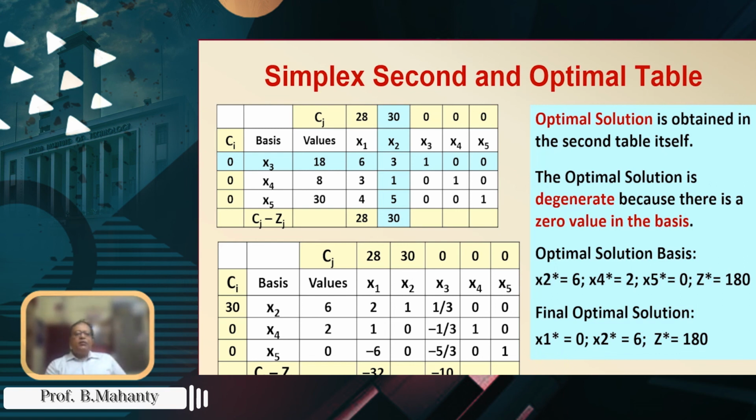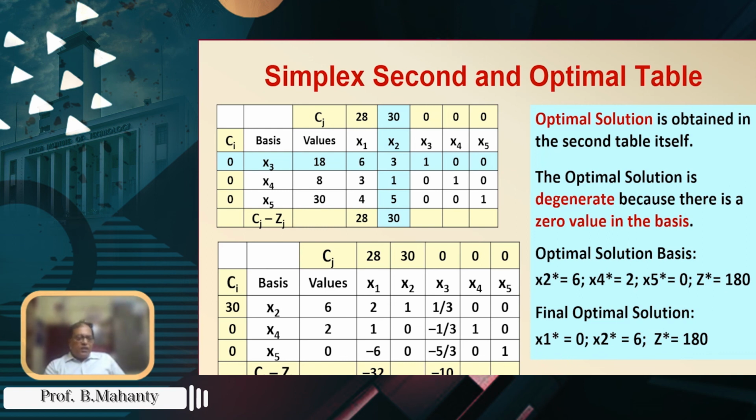So a non-basic variable will anyway have a 0 value. So this does not indicate that the final table is degenerate. The final table is degenerate because x5, one of the slack variables, has assumed a 0 value. So this is actually the optimum solution from the basis: x2 equal to 6, x4 equal to 2 and x5 equal to 0. All right. So because of that, this particular final table is degenerate.